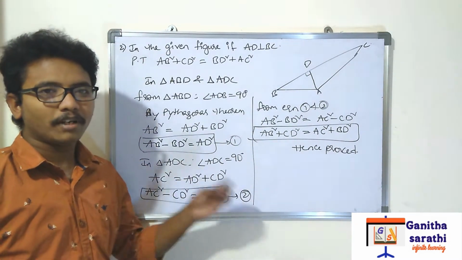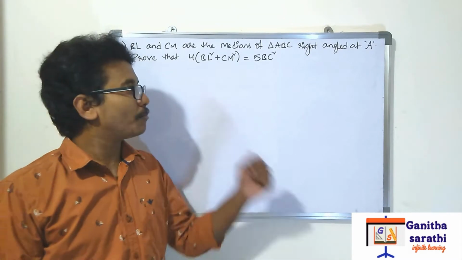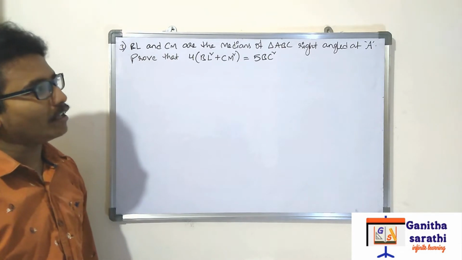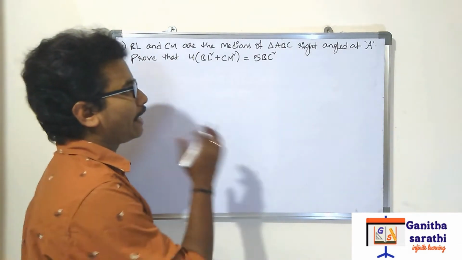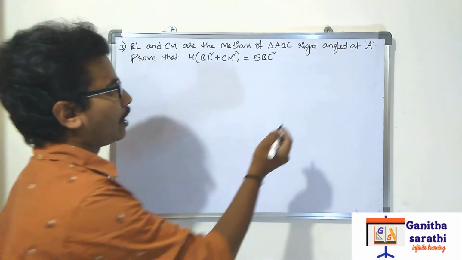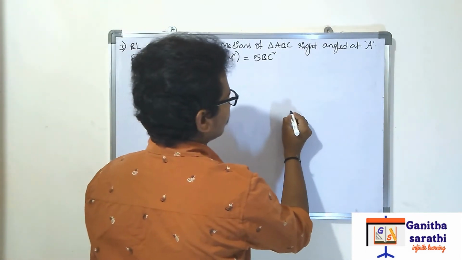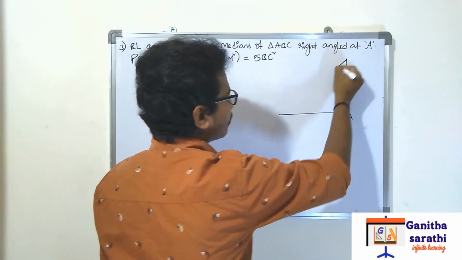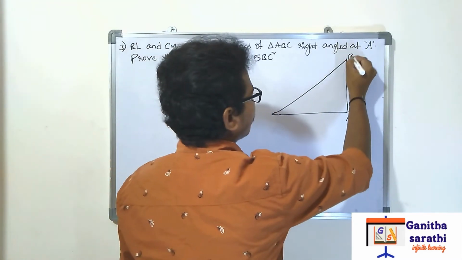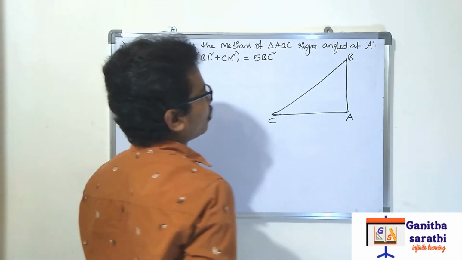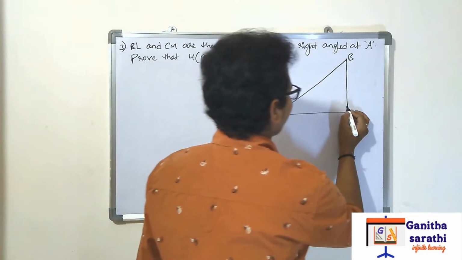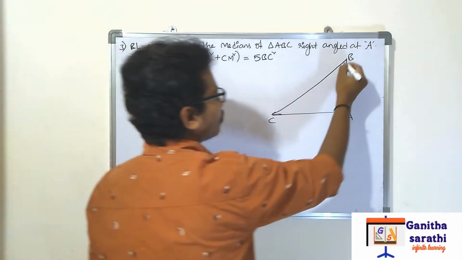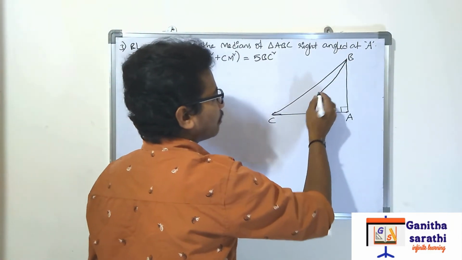Now let us move on to next problem. See the problem which is on the board. BL and CM are the medians of triangle ABC, where right angle is at A. So right angle is at which place? Right angle is at A. Okay, now draw the diagram. We are getting right angle at A, and B and C. Next, BL and CM are the medians of triangle. So BL means what? From point B to L.